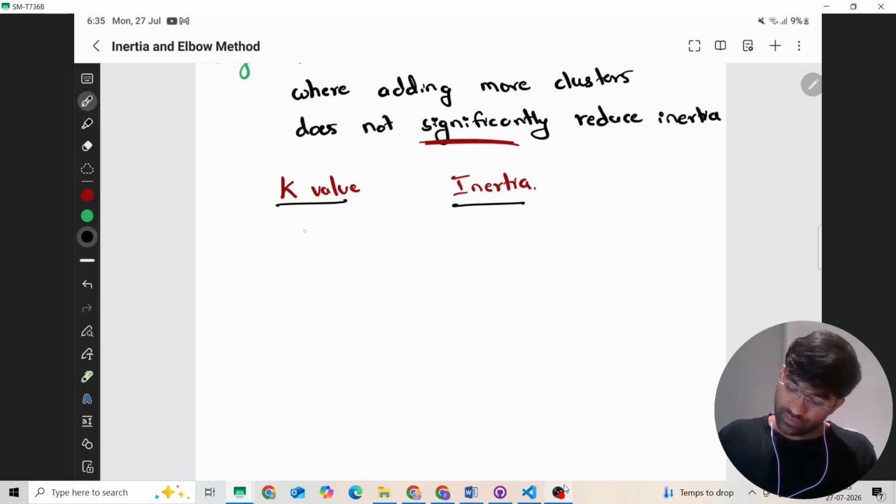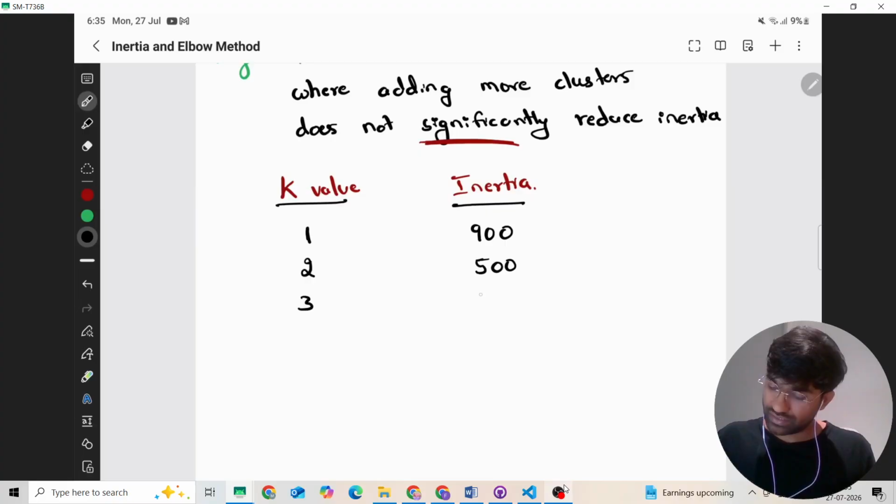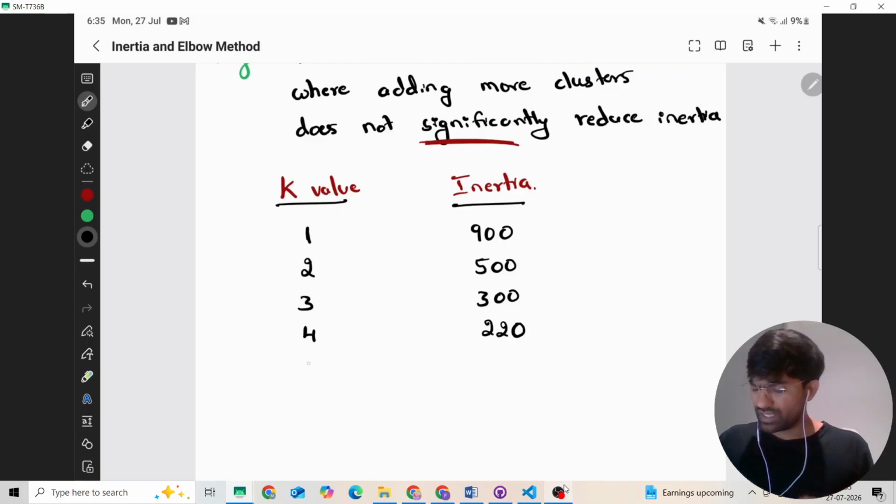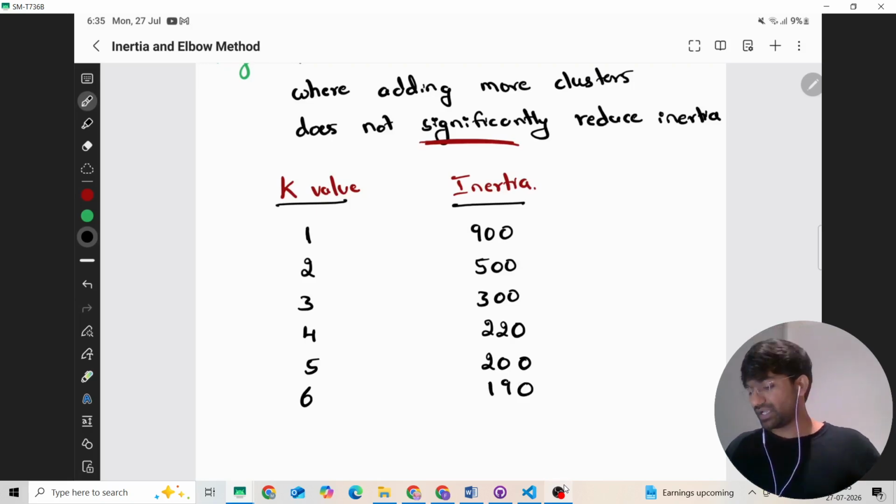K value is 1, the inertia is 900. K value is 2, inertia is 500. K value is 3, inertia is 300. K value is 4, inertia is 220. K value is 5, inertia is 200. K value is 6 and inertia is 190. Consider this example with random k values. As k values have increased, the inertia has decreased.